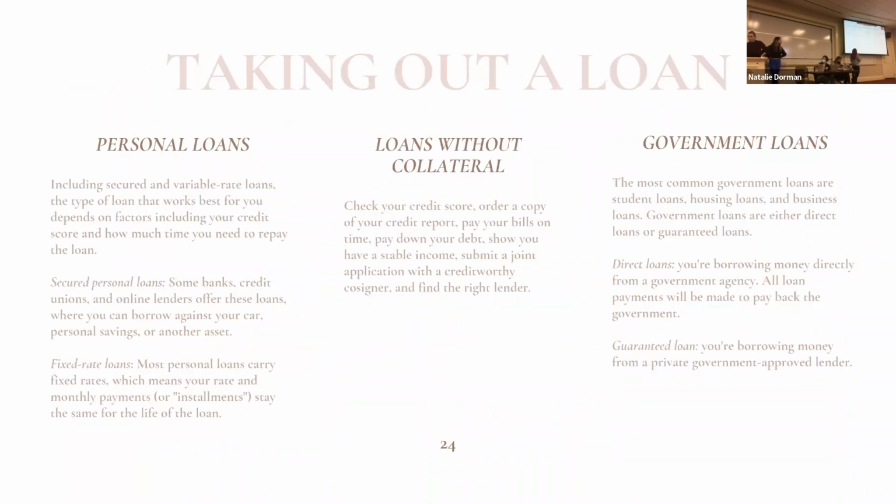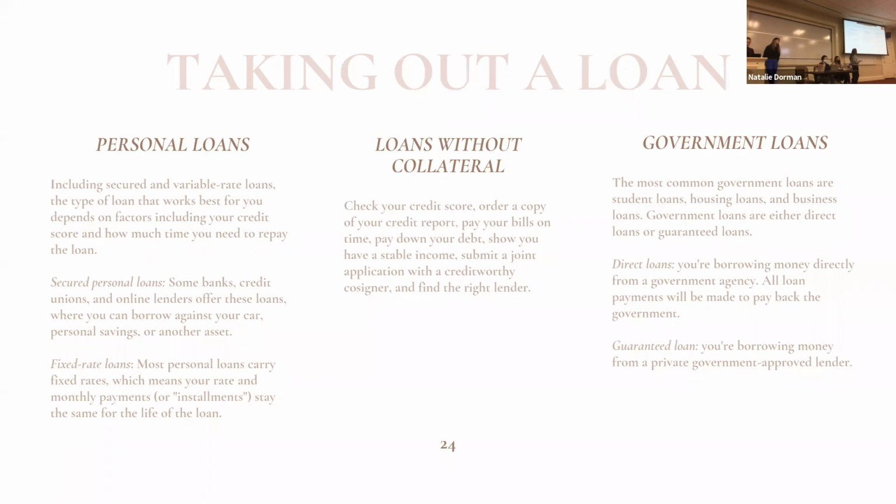And then for taking out a loan, we have some examples of loans here. For personal loans, we have secured and variable rate loans. The type of loan that works best for you depends on your personal credit score, how much time you might need to repay the loan, and if you already have other loans such as student ones. For secured personal loans, some banks, credit unions, and online lenders offer these loans where you can borrow against collateral such as your car, savings, or other assets that you might have.